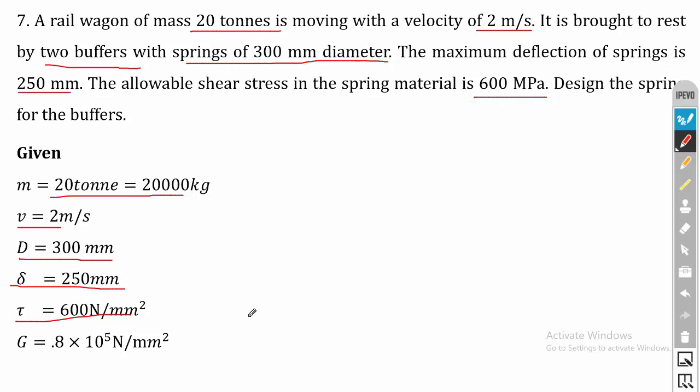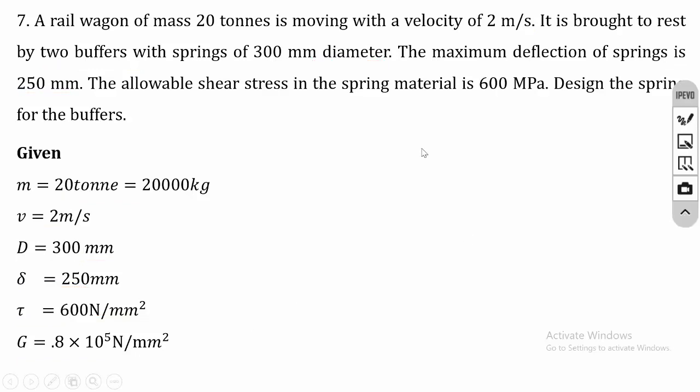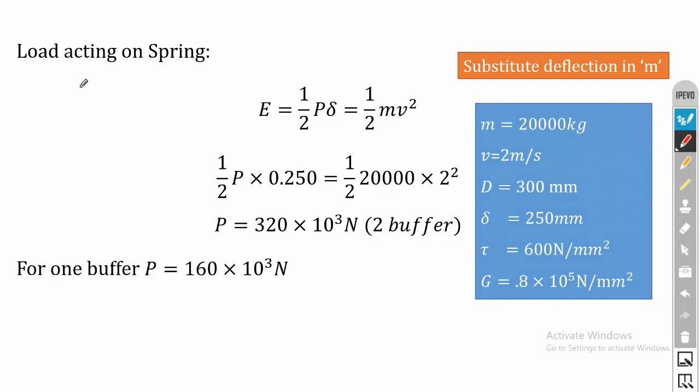In this problem, the modulus of rigidity is not given. So I am going to assume a modulus of rigidity of 0.8 into 10 power 5 Newton per mm square. Before going to the design procedure, we must calculate the load acting on the spring by equating the energy absorbed by the spring and the kinetic energy. Here, the rail wagon is moving with some velocity, so it is having a kinetic energy. That is why I have equated the energy absorbed by the spring with the kinetic energy.